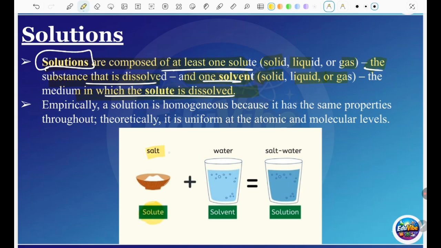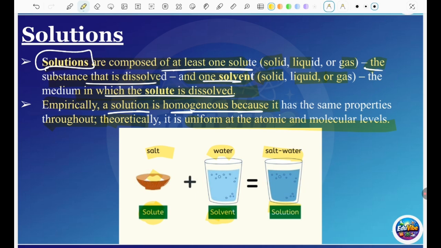For example, we have salt as the solute and water as the solvent, and the solvent is always in a larger amount than the solute. The solute, like salt, is in a lesser amount. The solution is salt plus water. Empirically, the solution is homogeneous because it has the same properties throughout. That's why we say the solution is homogeneous. Theoretically, it is uniform at the atomic and molecular levels; at both levels, the solution is uniform.